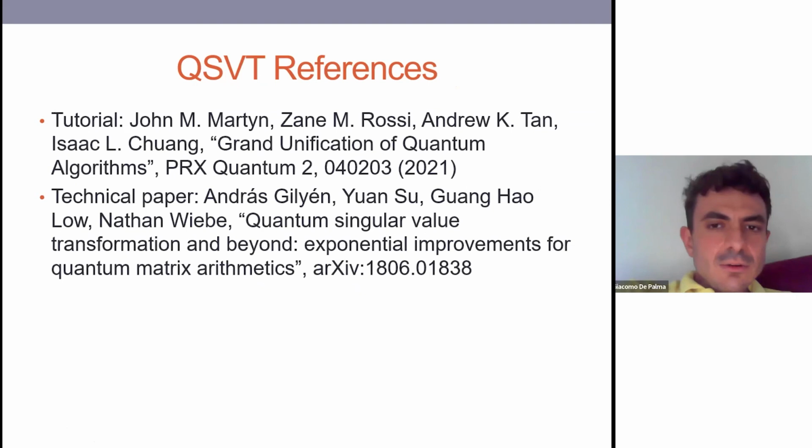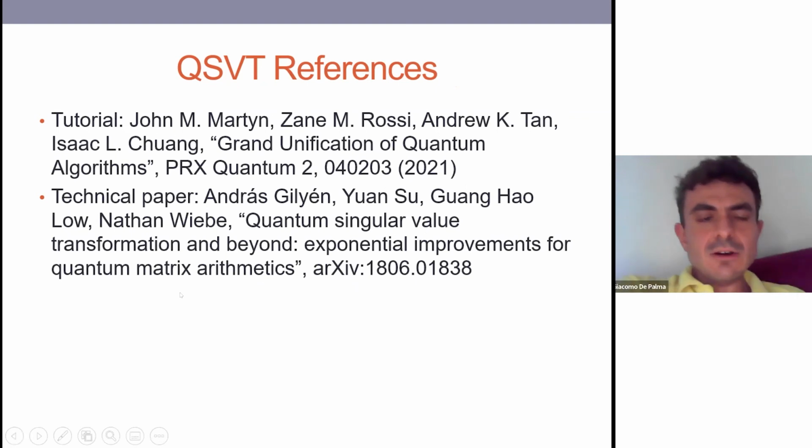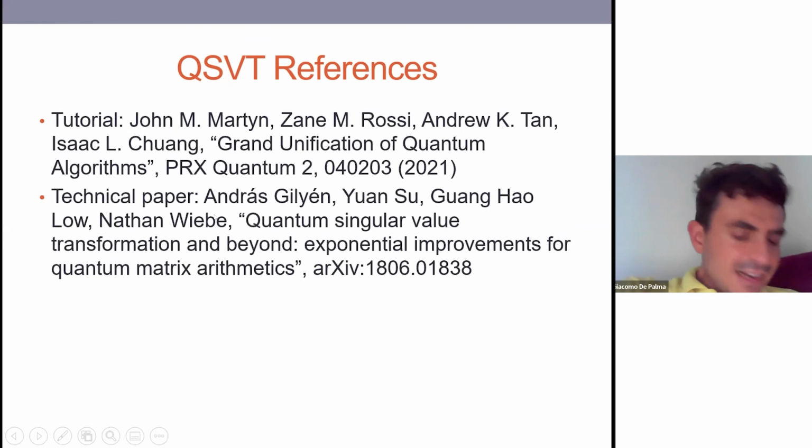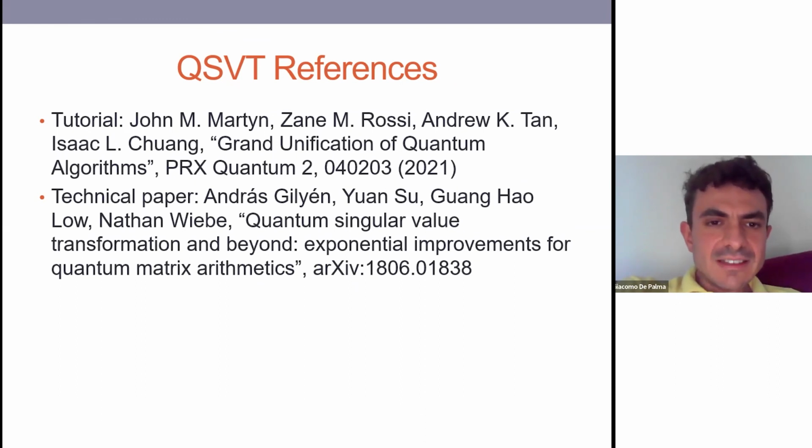Okay, that's all I wanted to tell you in this lecture. These are the two main references on the quantum eigenvalue transformation and on the singular value transformation. The first is a tutorial, which is probably the easiest starting point if you want to know more about it. And the second reference is a more technical paper that contains all the technical details and the proofs of the theorems. That's all.